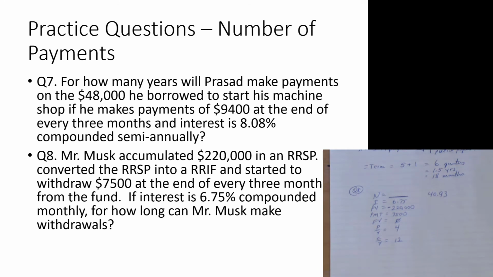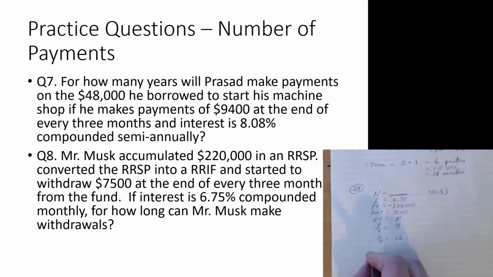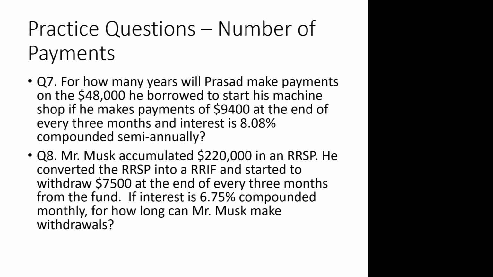So he gets 40 full payments plus 1 partial payment. So that means he makes withdrawals for 41 periods. And in this case, 41 periods represents 41 quarters, 3 months per quarter. 41 times 3 gets us 123 months. So he can make withdrawals for 41 quarters, or if you prefer to convert it into months, 123 months.